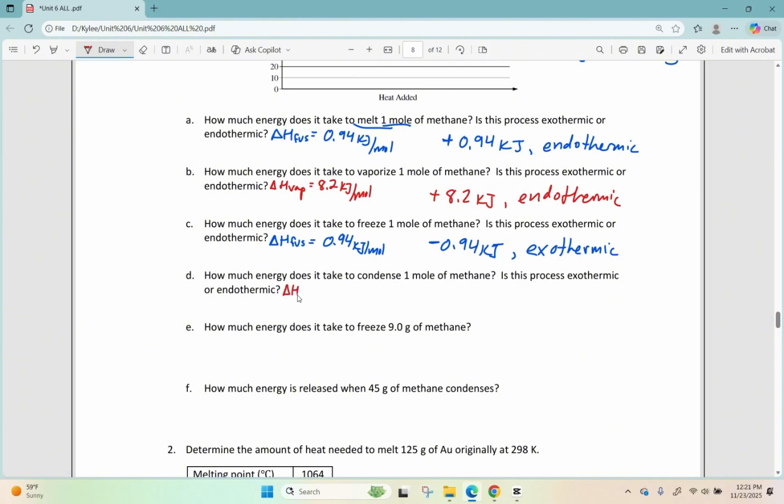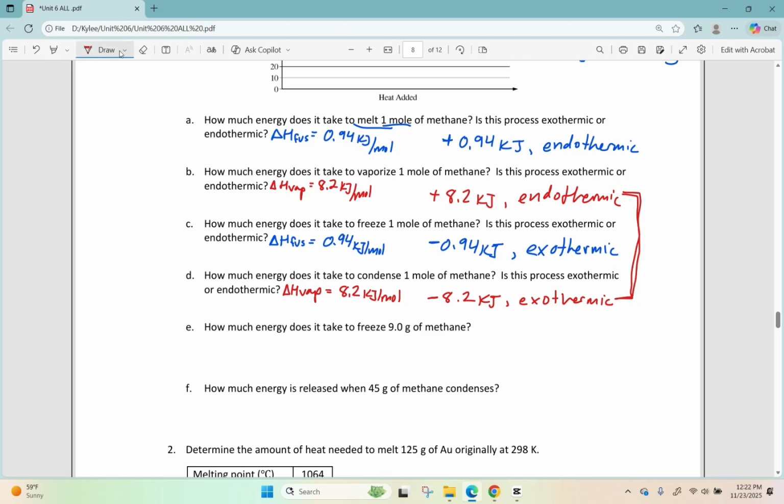And then for part D, they want us to do the same calculation, but for condensation. For condensation, we use the same value, delta H of vaporization. Just like we saw with the freezing and melting though, what that's going to do is change the sign. It's going to be 8.2 kilojoules, but if I want to condense things, I need to take energy away, and that is going to be exothermic. So when we have vaporization and condensation, those use the same values, just like melting and freezing use the same value.